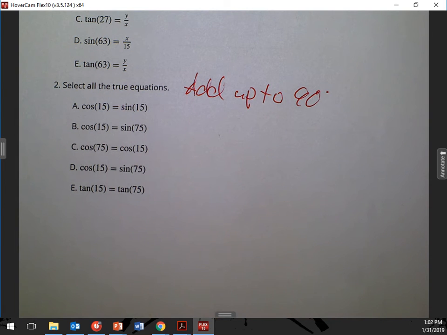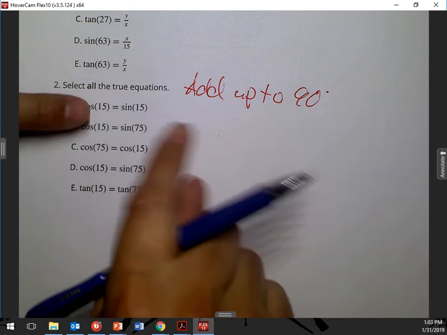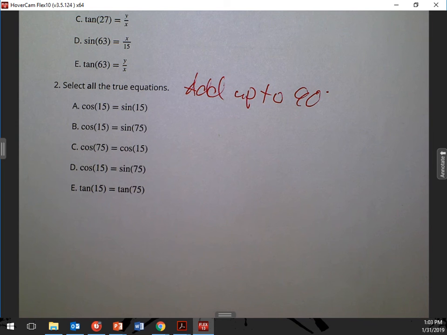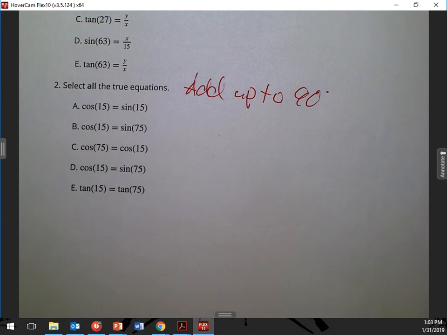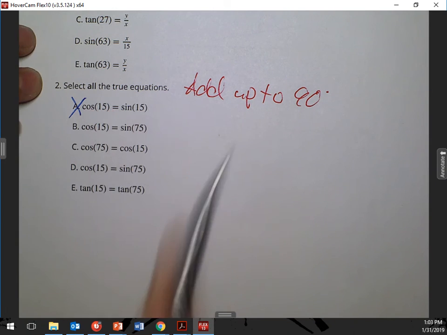Adds up to 90 degrees. So, do these add up to 90? What is 2 plus 28? Do they add up to 90? No. They do not add up to 90. They add up to 30. So what do I put there? X. Put a nice X right there.